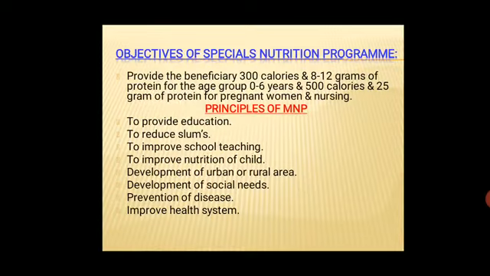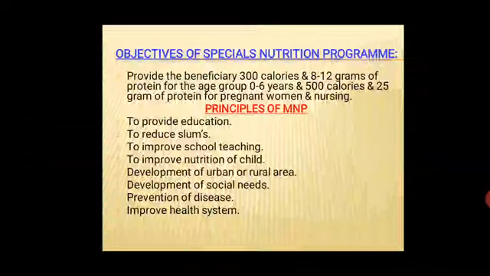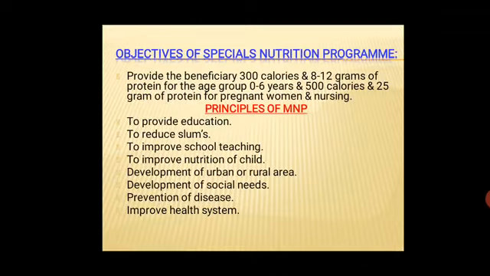Next, the principles of the Minimum Needs Program. What are the principles to be followed during the Minimum Needs Program? First, provide education, that is primary or elementary education, to reduce slums, which means preventing the spread of communicable diseases. Next, improve school teaching, providing adequate education, and the quality of education should be improved in primary education. To improve the nutrition of children, that's why we provide nutritional programs. Next, development of urban and rural areas, development of social needs, prevention of disease, and improving the health system.